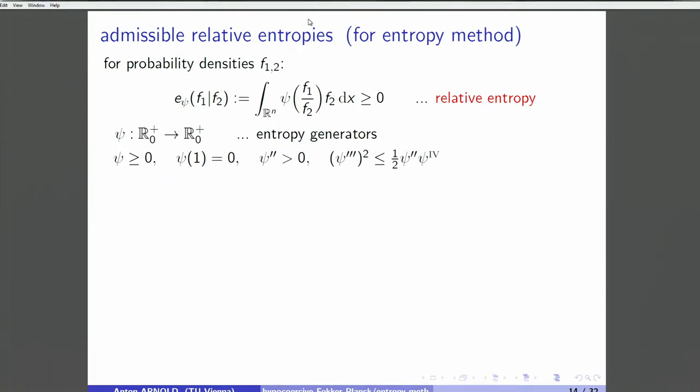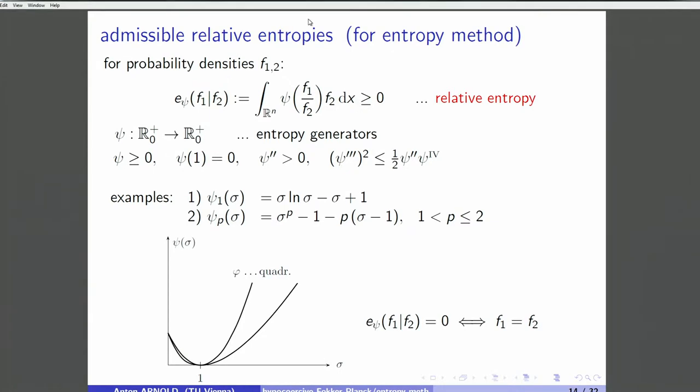What I want to use for understanding the large time behavior will be relative entropies, which should be used as Lyapunov functionals, just as we saw this morning. So here I will use a slightly larger family of relative entropies. These relative entropies are somehow a non-symmetric distance between two probability densities, F1 and F2. And here it's defined with this integral where I use scalar functions psi that I call entropy generators. So these are functions from R+ to R+ with the following properties. Here's a sketch of such functions psi. They should be non-negative. At the point 1, it should be 0, because when F1 equals F2, you want the distance to be 0. And it should be convex.